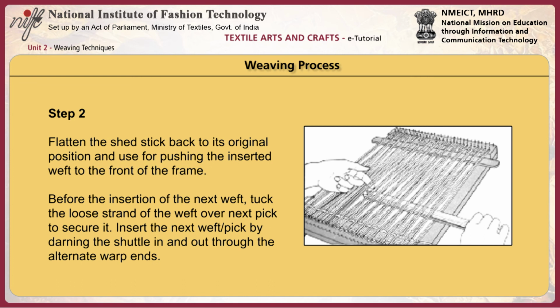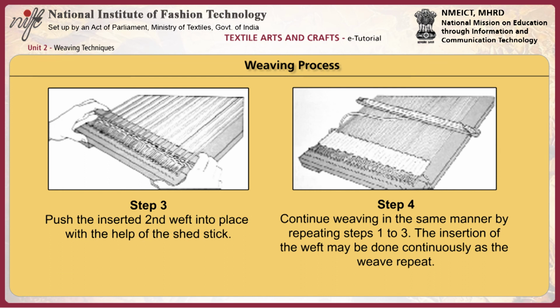Flatten the shed stick back to its original position and use it to push the inserted weft to the front of the frame. Before the insertion of the next weft, tuck the loose strand of the weft over the next pick to secure it. Insert the next weft or pick by darning the shuttle in and out through the alternate warp ends. Push the inserted second weft into place with the help of the shed stick. Continue weaving in the same manner by repeating steps 1 to 3. The insertion of the weft may be done continuously in the order as the weave repeats.